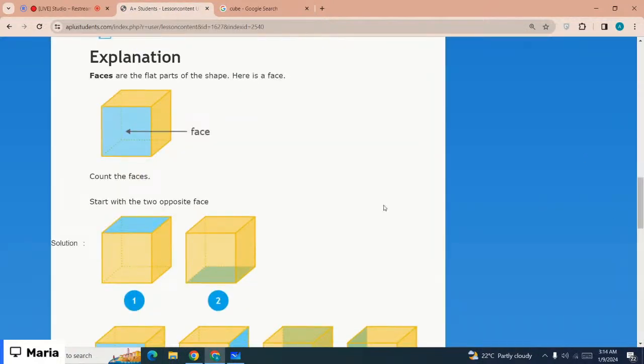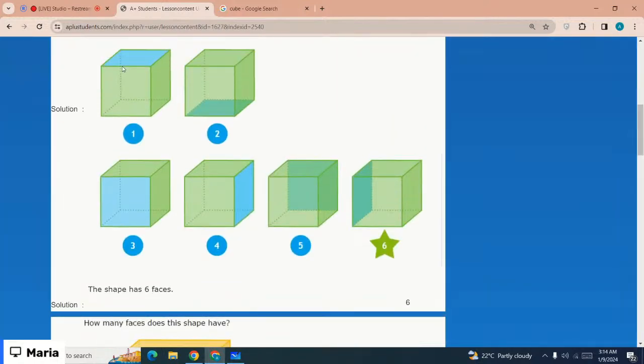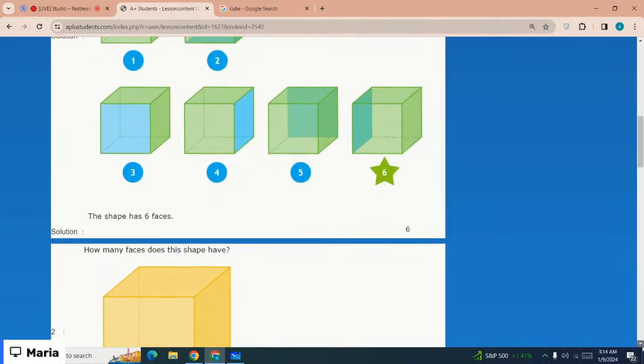Here is the explanation about the faces. You can see the up one and the down one. Just always look at them in pairs. This is the front one and the one on the opposite side of the front. The right one is here and the left one is here. So the cube has a total of six faces.